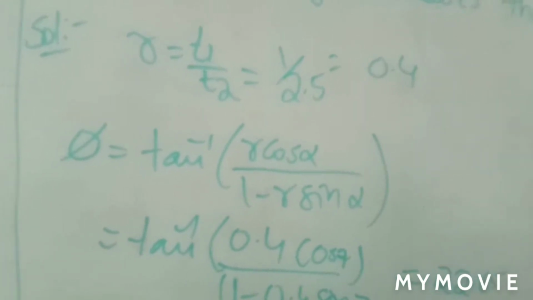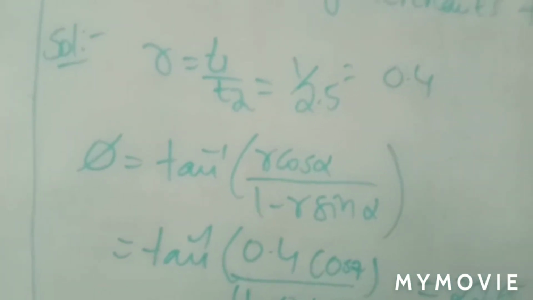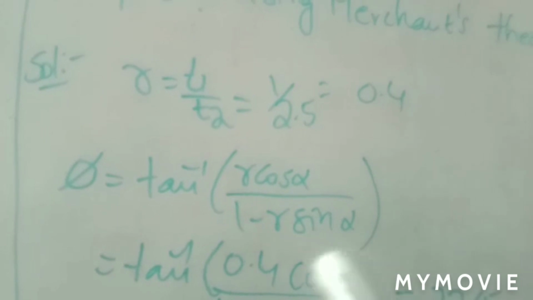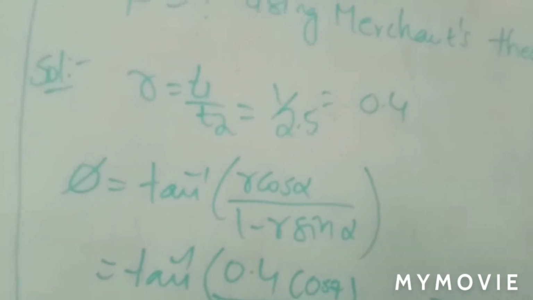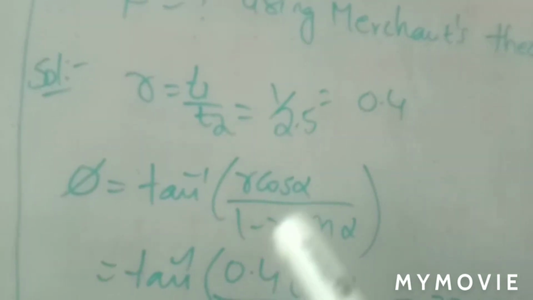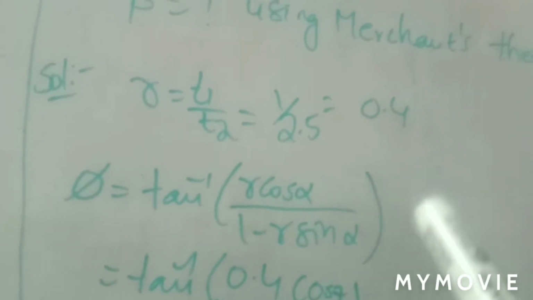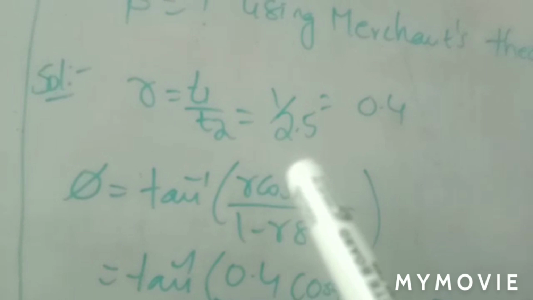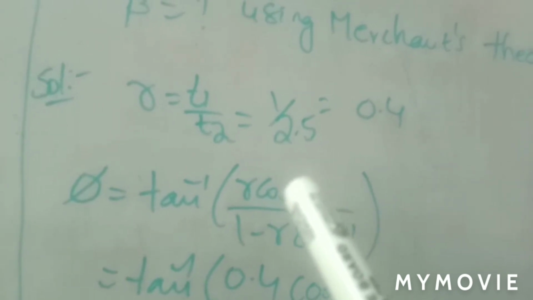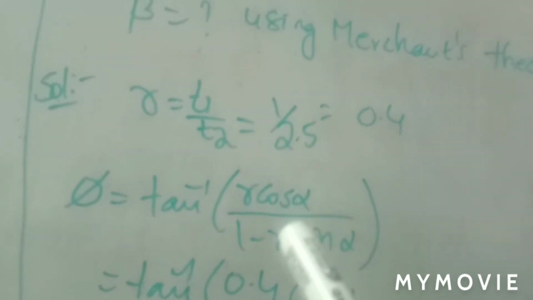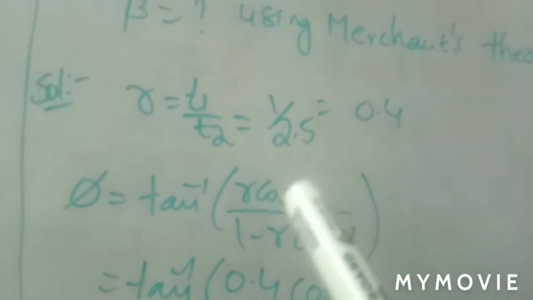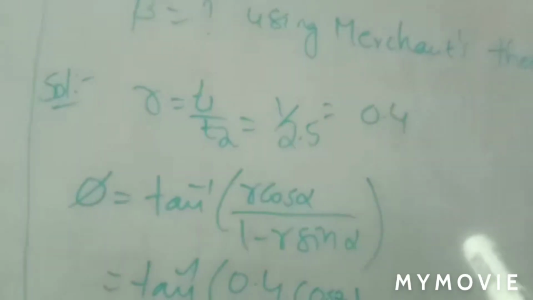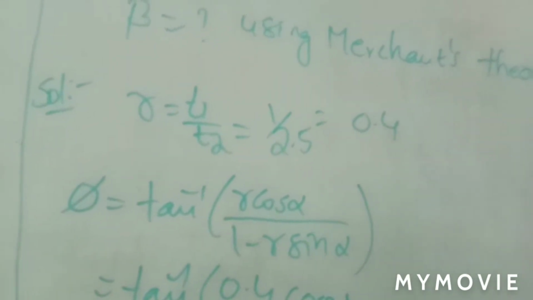Now try to determine phi value here. Phi value formula is tan inverse of r cos alpha by 1 minus r sin alpha. Here again, what is r value? R is the chip thickness ratio T1 by T2. Alpha value is 7 degrees. Now substitute r equal to T1 by T2. T1 value is given, uncut chip thickness by chip thickness T2. T1 by T2 equal to 1 by 2.5, that is 0.4. Fine, over. R value is 0.4.